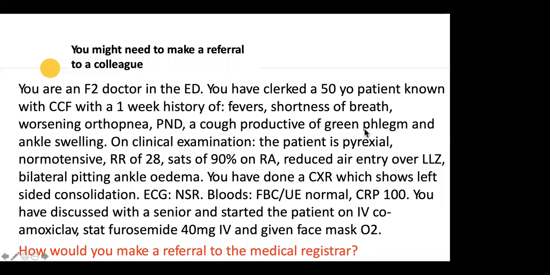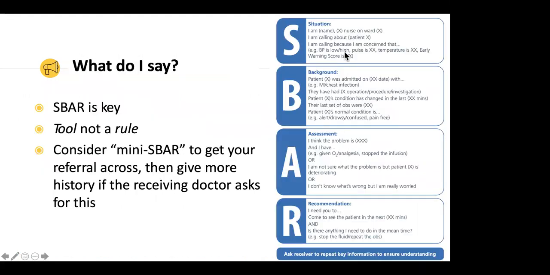You could even put some suggestions in the chat, or I can go straight into the approach. Good, so Natalie said SBAR. So that's basically what we're going to do. SBAR is a tool, it's not a rule, it's something that could really help you.